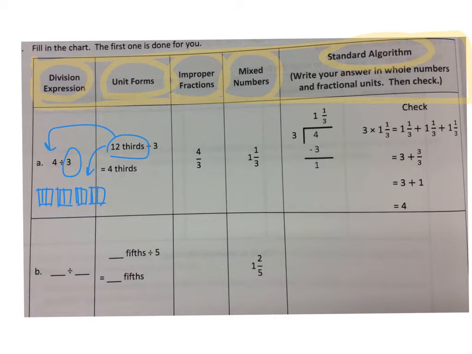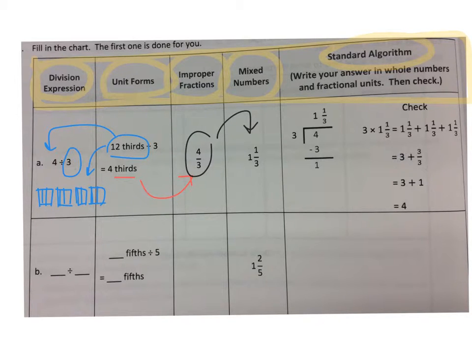Since I know the answer is 4 thirds, how do I write that as an improper fraction? 4 over 3. But we know, as a mixed number, 4 thirds is the same as 1 and 1/3. Do you see how this is all the same thing, just written in different forms? Go ahead and fill in your improper fraction and your mixed number.